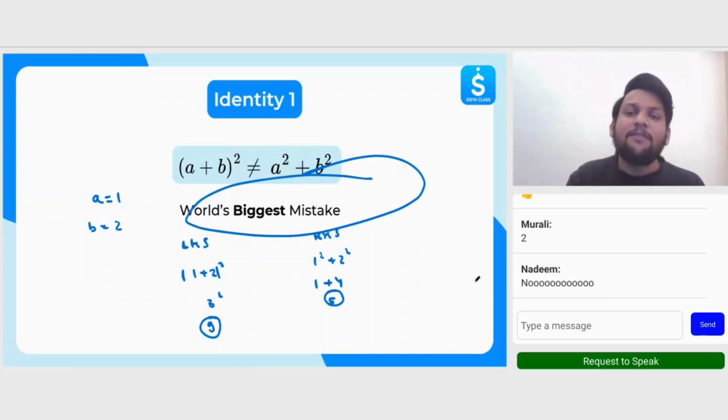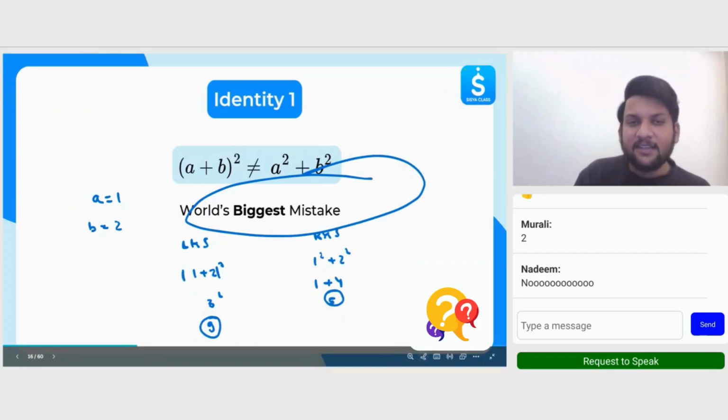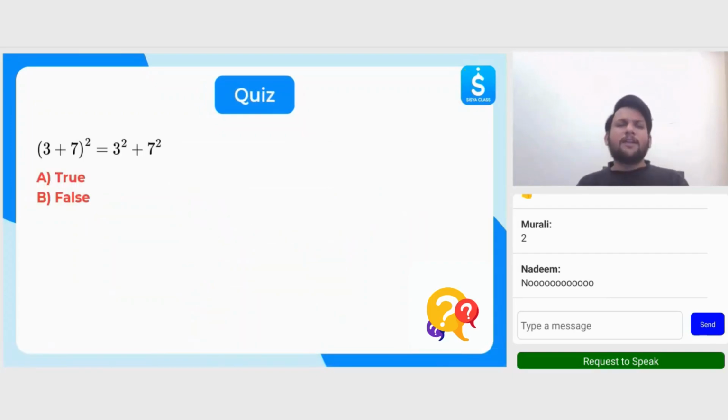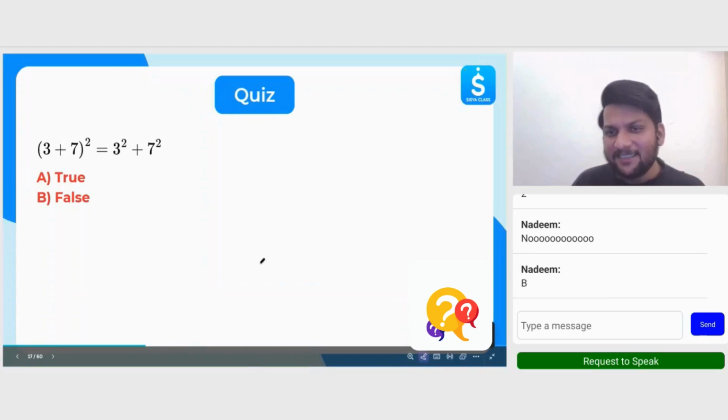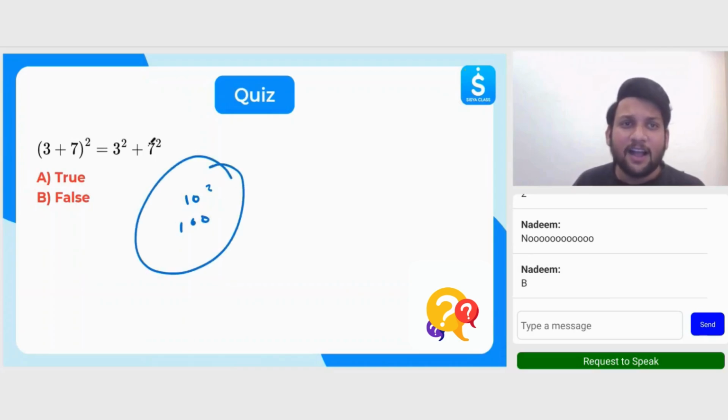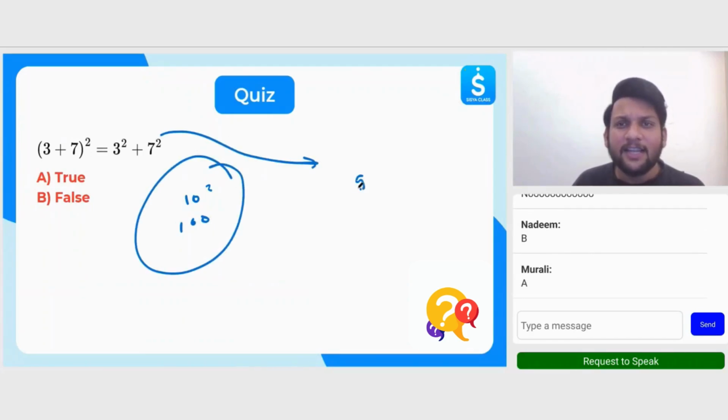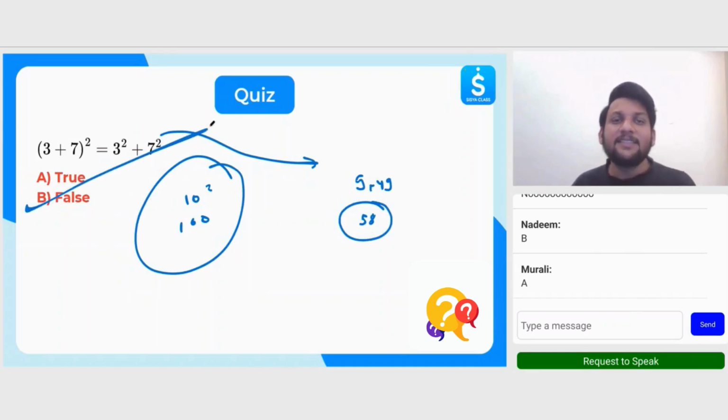My dear students, I have a very difficult quiz for you next. Can you tell me, is 3 plus 7 whole square equals to 3 square plus 7 square? Is it true or is it false? A very difficult question. Nadeem is saying B. Great. Any other answers? All right, obviously, if you don't remember this, then just don't be lazy. 3 plus 7 is what? 10. 10 square is what? 100. So LHS, I have 100. Let's take RHS. I have 3 square is 9. 7 square is 49. 49 plus 9 is 58. Is 58 equals to 100? No. That means this answer is false.